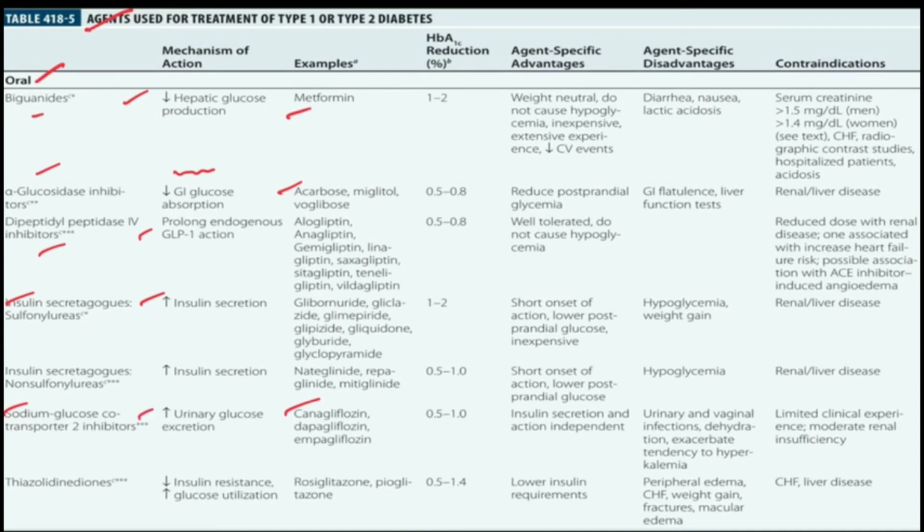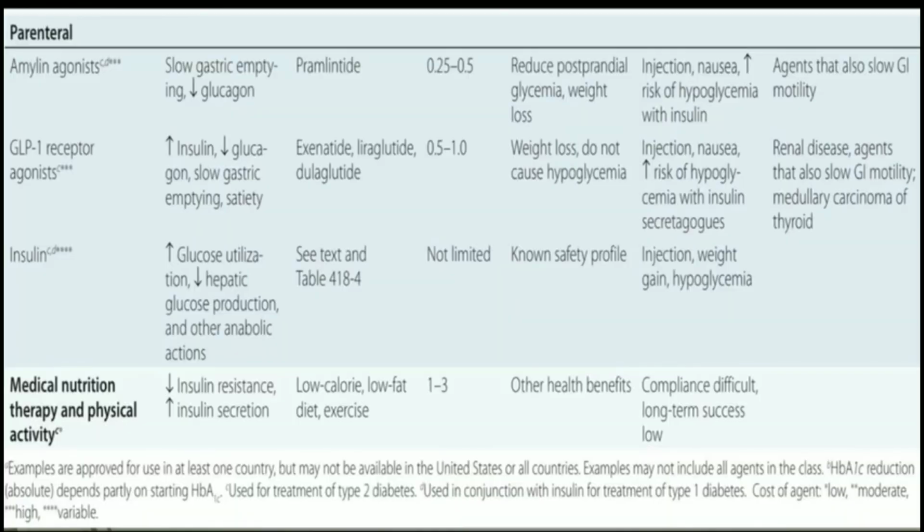And lastly, we will talk about the thiazolidinediones, right? Like rosiglitazone, pioglitazone. So they decrease the insulin resistance and increase the glucose utilization. Please also read about the advantages, disadvantages and contraindications of all these agents, since this is very important while treating the patients.